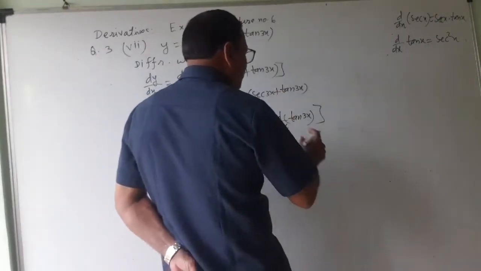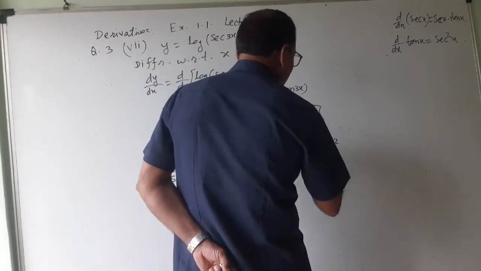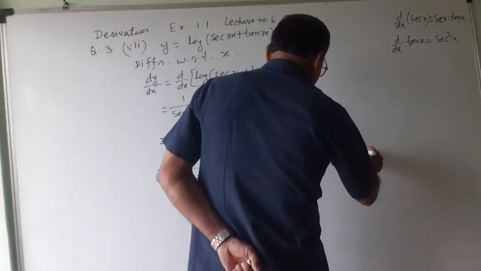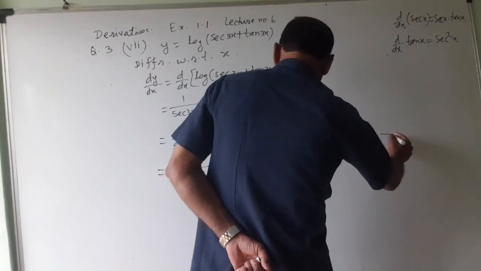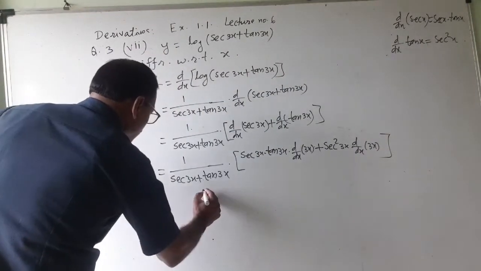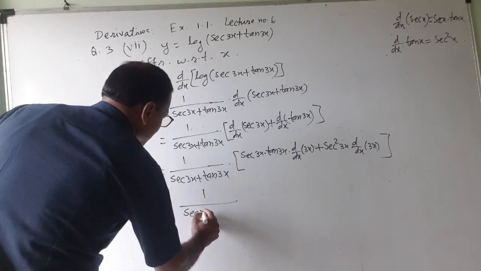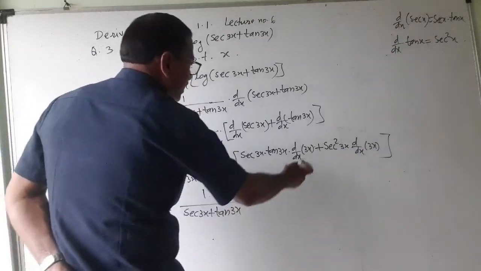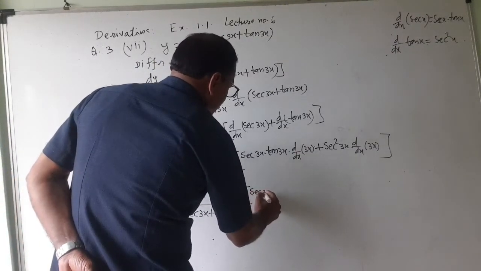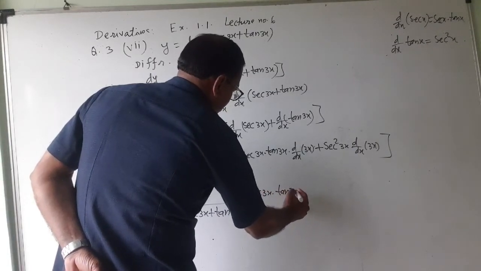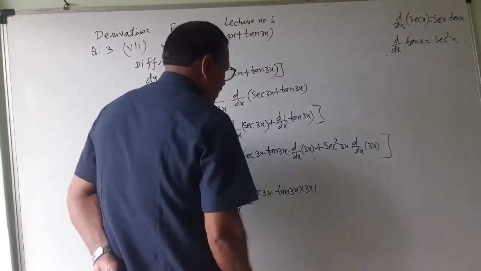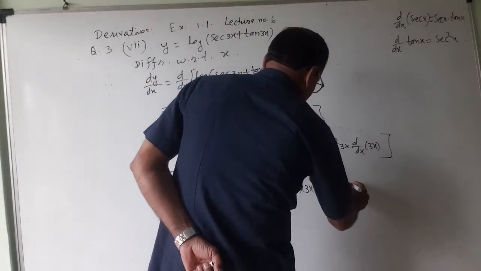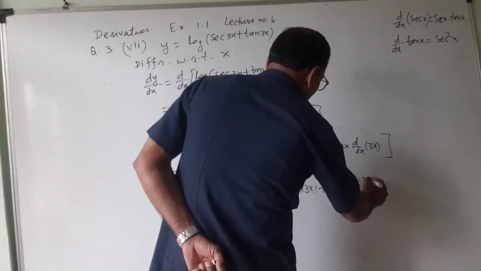Plus d by dx of tan is sec square. What is the angle? Angle is 3x. Take its derivative also, into d by dx of 3x. So that is equal to 1 upon sec 3x plus tan 3x into the derivative of this, which is 3 sec of 3x into tan of 3x into 3 into 1, plus sec square 3x into 3 into 1.